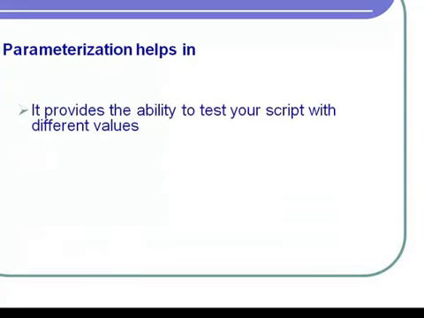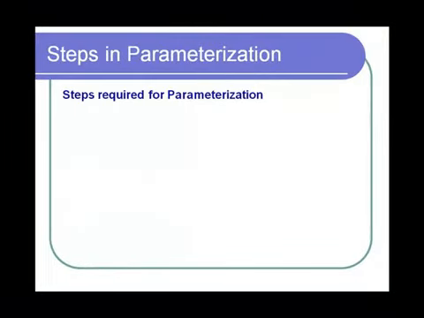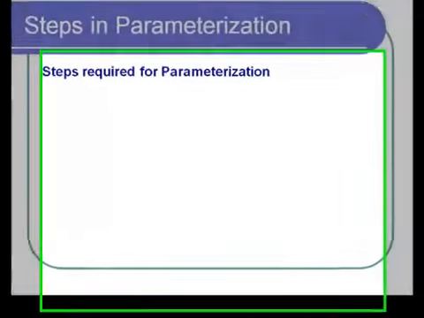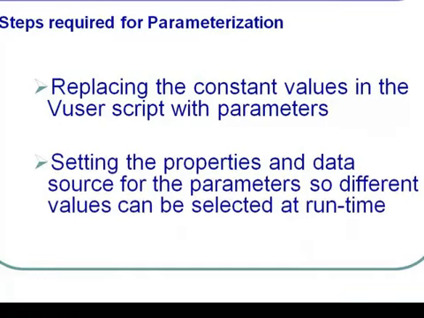So let's look at the advantages here. Parameterization provides the ability to test your script with different values. And second thing, it reduces the size of the script since it makes your script dynamic. Now let's look at the steps that need to be performed in order to parameterize. Step number 1. Replace the constant values in vUser script with parameters. Step number 2. Setting the properties and data sources for the parameters so different values can be selected at runtime.